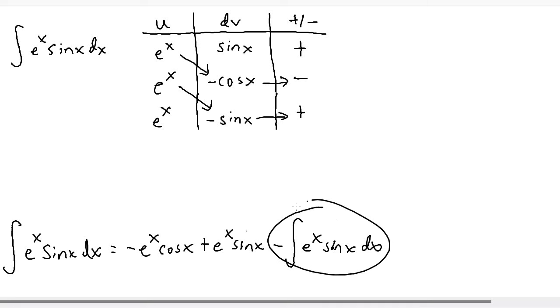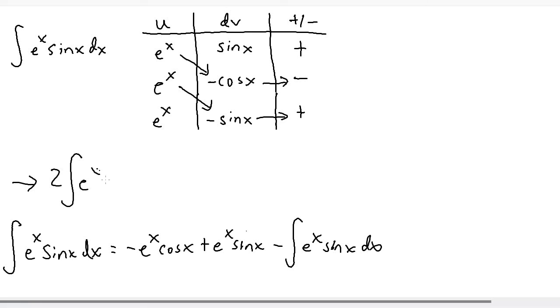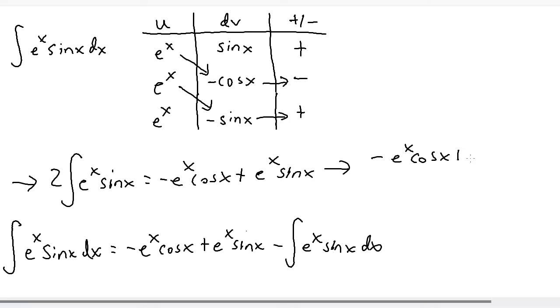When I add this one to the other side, I'll get 2 times the integral of e to the x sine x equals negative e to the x cosine x plus e to the x sine of x. I'm not looking for 2 times the integral, I'm just looking for the integral of e to the x sine of x, what that equals. So I can just divide the 2 over. So negative e to the x cosine x plus e to the x sine of x, divided by 2, plus c. And that's our final answer.